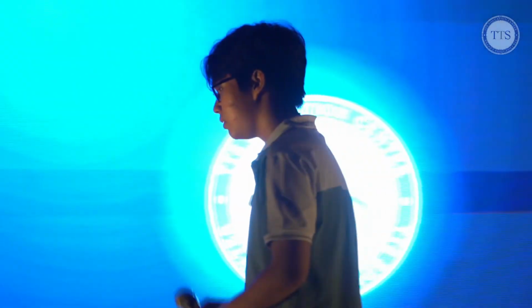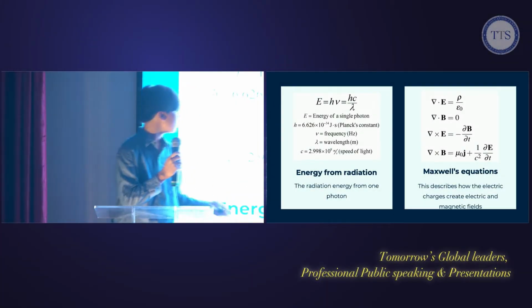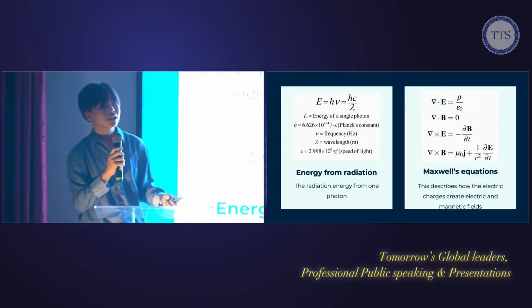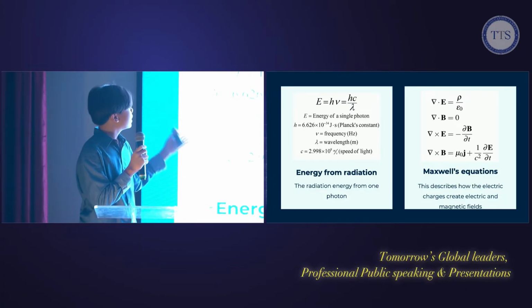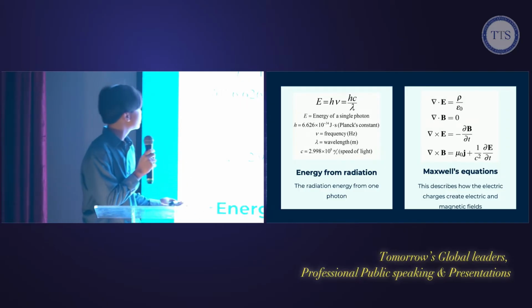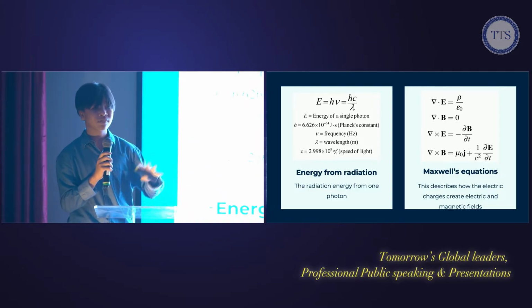First is energy from radiation, and second is the Maxwell equations. So the first equation, the radiation energy from one photon, is demonstrated by E = hv, which equals hc divided by the wavelength, which basically means that energy equals the vibration of objects.